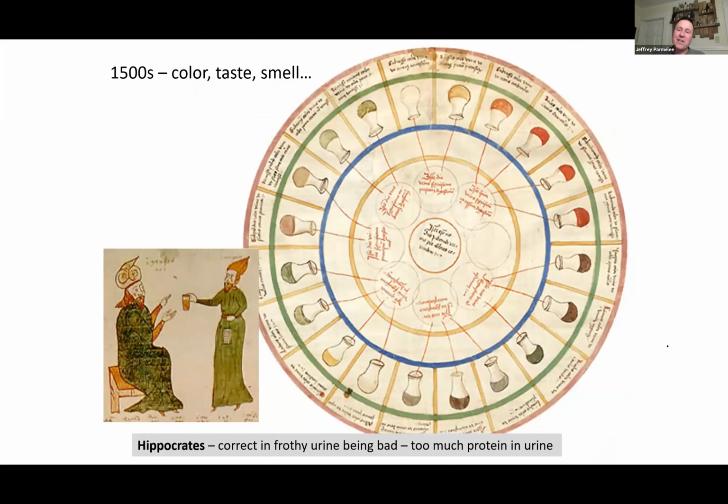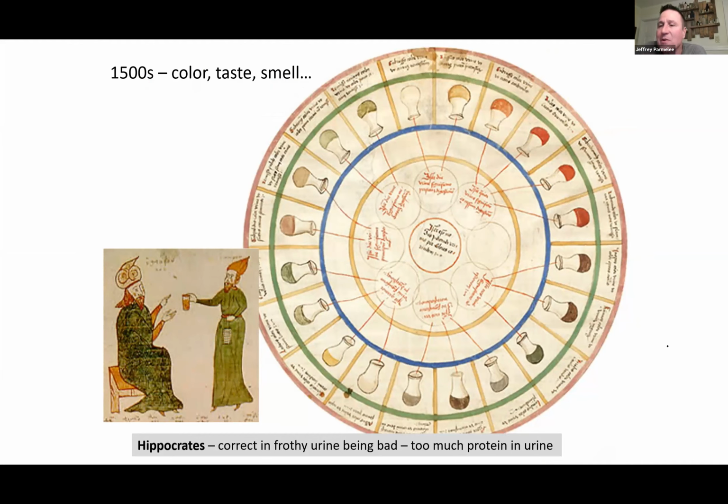But yes, it's been a long time that we have looked at urine as a sign of health. Even today, you get a urine test, right? With blood or urine, we can look at your status. And look at this beautiful chart from the 1500s. They even knew, Hippocrates, that if there was too much frothiness to the urine, it's a signal of disease.